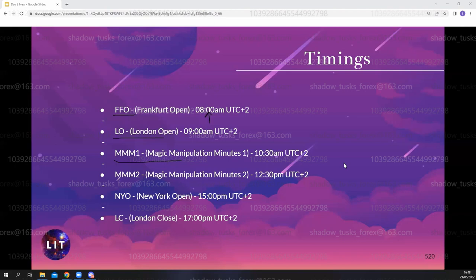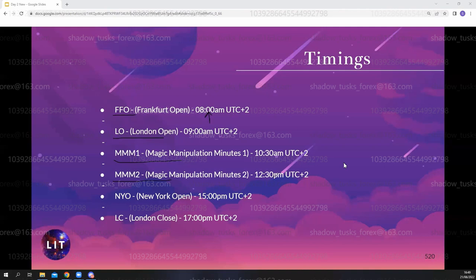Then we have magic manipulation minutes 2, MM2 for short, and that will be 12:30 p.m. UTC +2, and that is 2 hours after MM1. Again, same concept of the 10-minute window either side, so that will be 12:20 or 12:40. So between that as the maximum window outside of the 12:30 to the minute window.